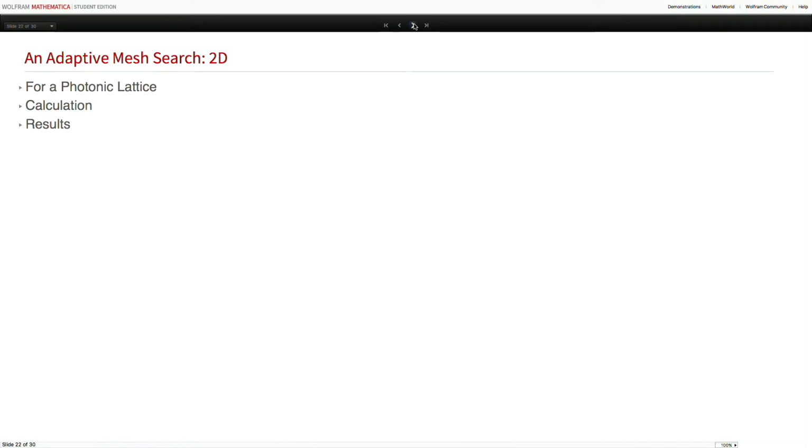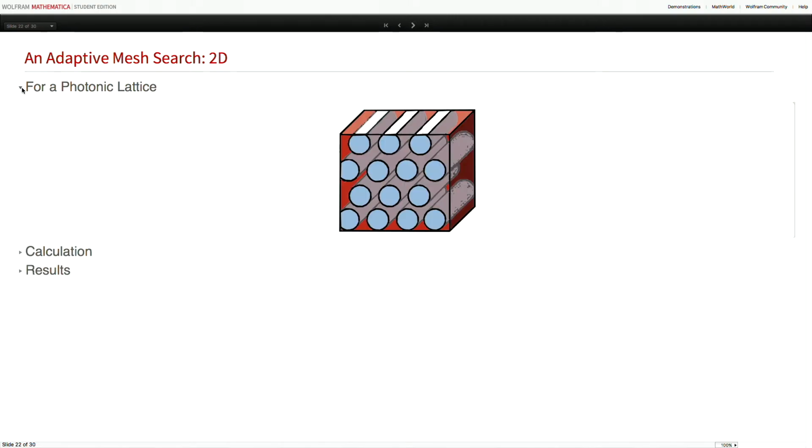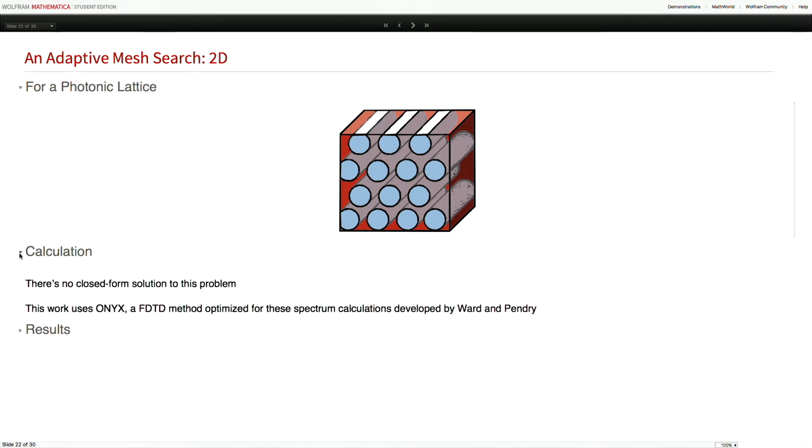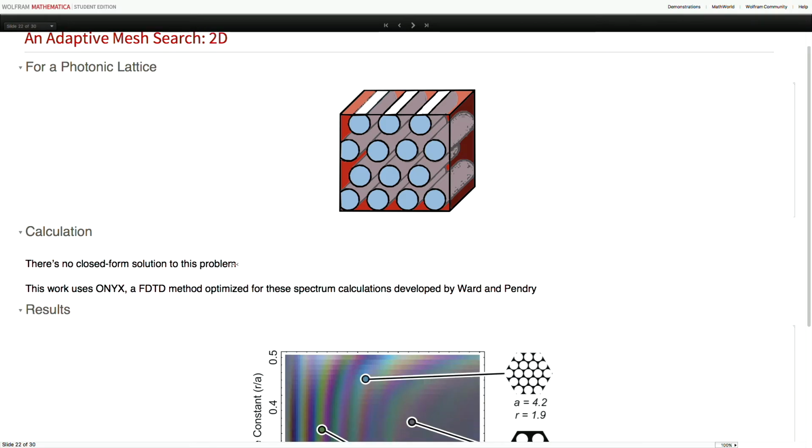And so we can apply this to other geometries and other mathematical models. And so the two-dimensional case is the photonic lattice. It looks like this. The simulation is a Fortran code called ANCS. It was written by Ward and Pendry, and it gives solutions using FDTD techniques. And here are my results.